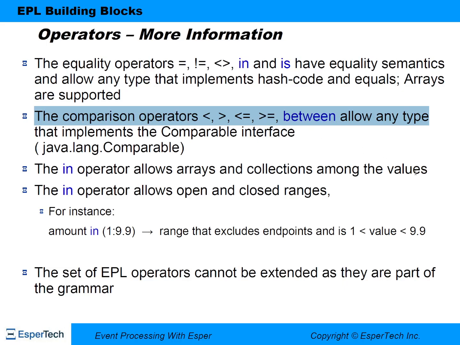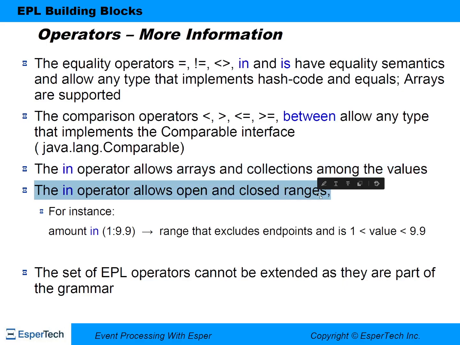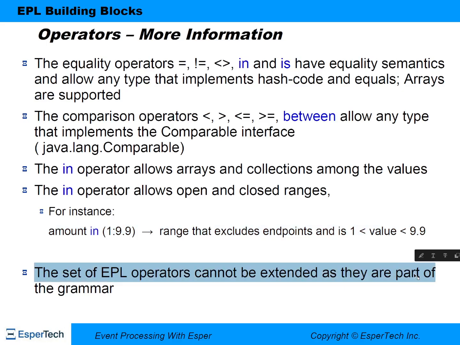The in operator allows arrays and collections among the values. The in operator allows open and closed ranges. For example, amount in parenthesis 1:9.9 to express a range that excludes the endpoints and is 1 is less than value is less than 9.9. The set of EPL operators cannot be extended as they are part of the grammar.